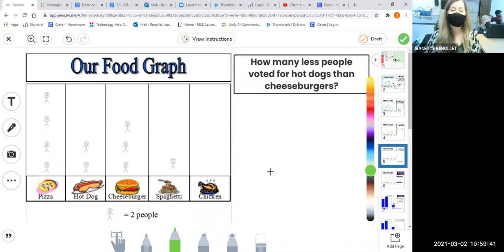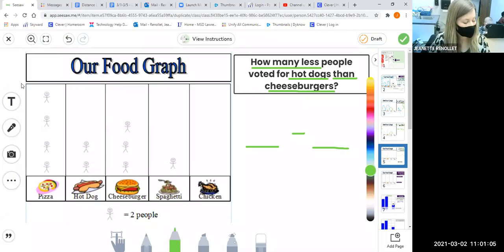On slide number 5, we have a new question using our picture graph. You're working quietly. Our question says, how many less people voted for hot dogs than cheeseburgers? I noticed comparing language. That comparison language means we're going to subtract our smaller number from the bigger number. I want you to do slide number 5 right now on your own. Go.